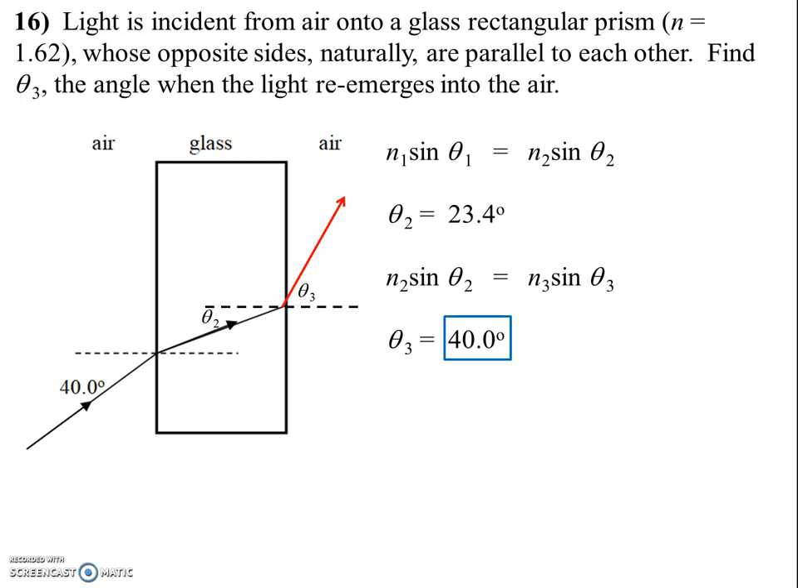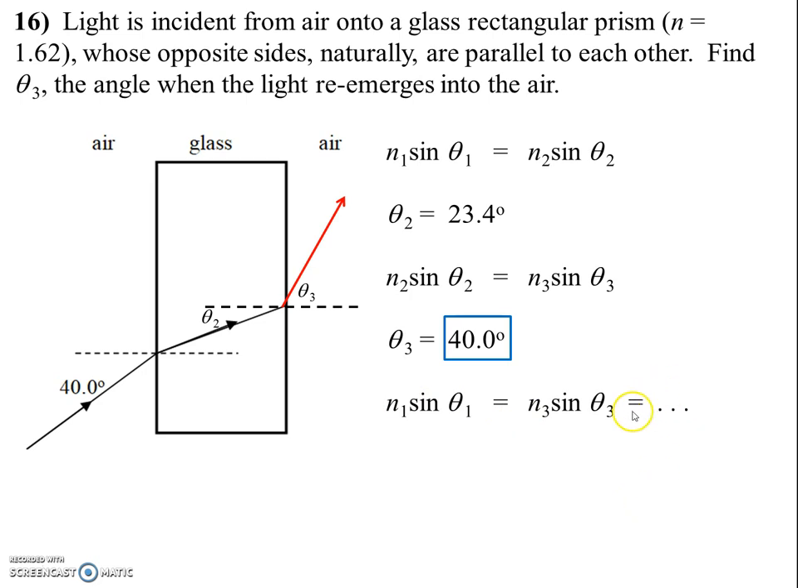Alright, so hopefully you realize that this says n1 sine theta 1 equals n2 sine theta 2. And over here this says n2 sine theta 2 equals n3 sine theta 3. Which means if A equals B and B equals C, then of course A equals C. That's called the transitive property. So we can jump straight from the first part of this equation to the last part in one shot and not even worry what happens in between.